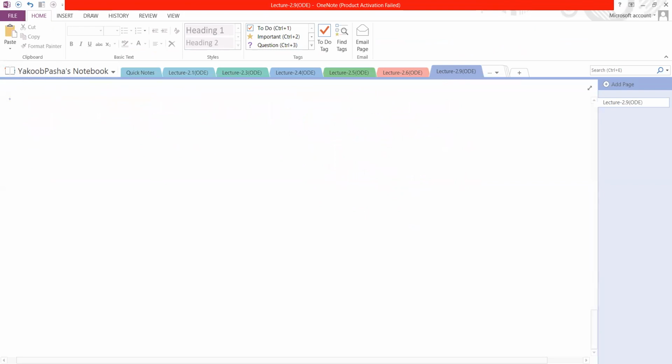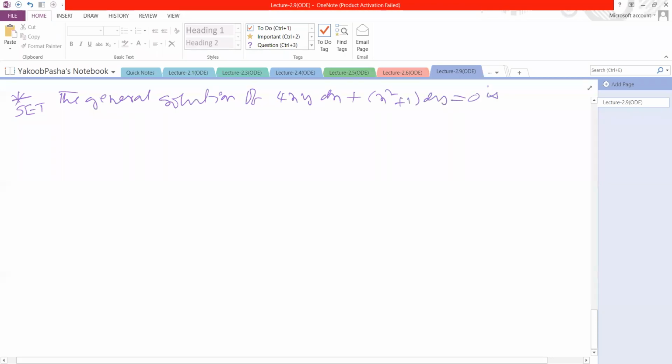The general solution of 4xy dx plus x square plus 1 into dy is equal to 0 is. Already I gave you this problem in the exam. Of course we can do this problem in 2 ways: variable separable method and exact method, non exact method. It comes easily in variable separable, in exact it will be lengthy.